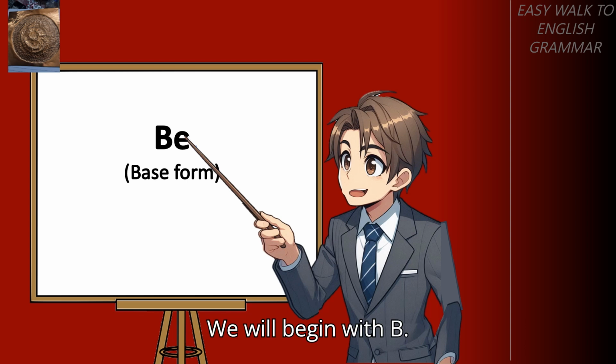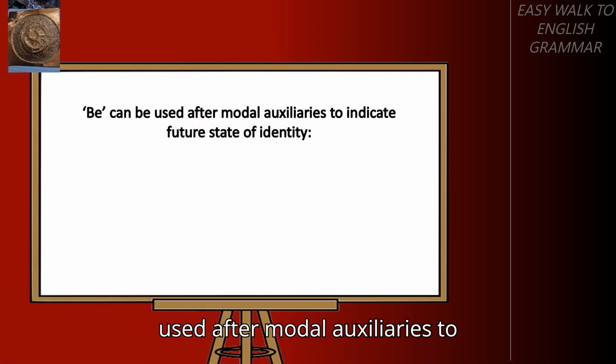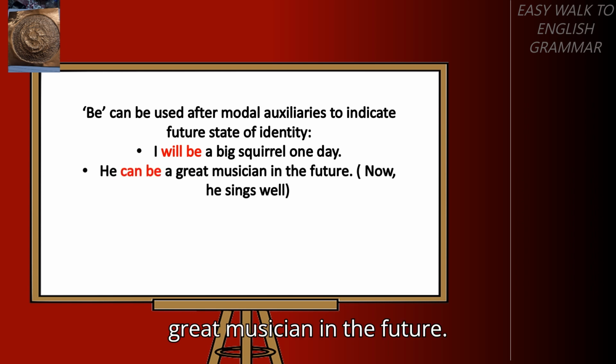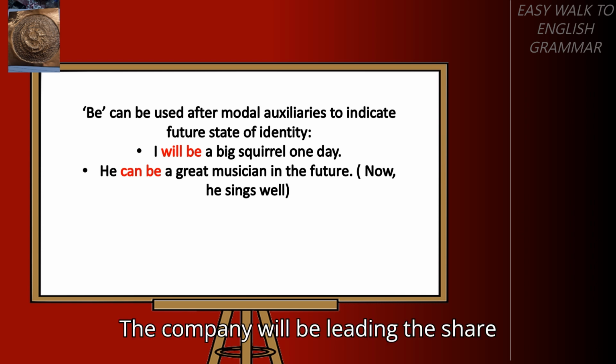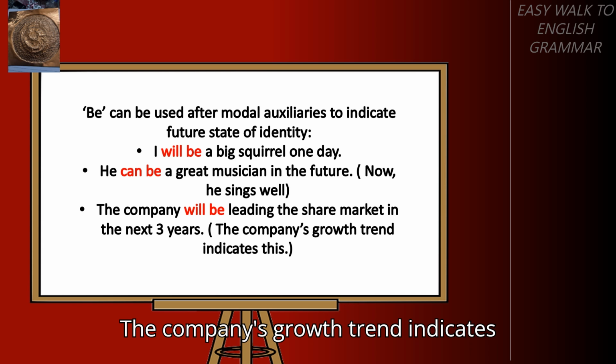We will begin with be. Hey, I will be a big squirrel one day. Be can be used after modal auxiliaries to indicate future state of identity. I will be a big squirrel one day. He can be a great musician in the future. Now he sings well. The company will be leading the share market in the next 3 years. The company's growth trend indicates this.